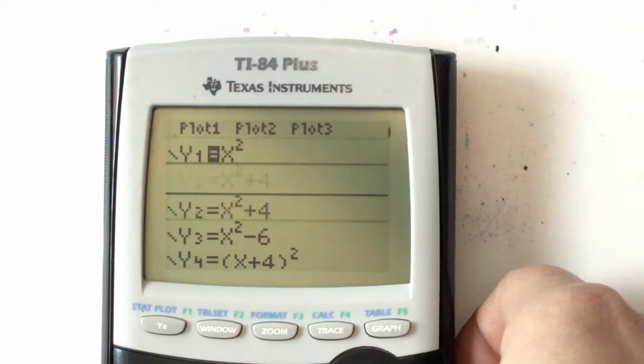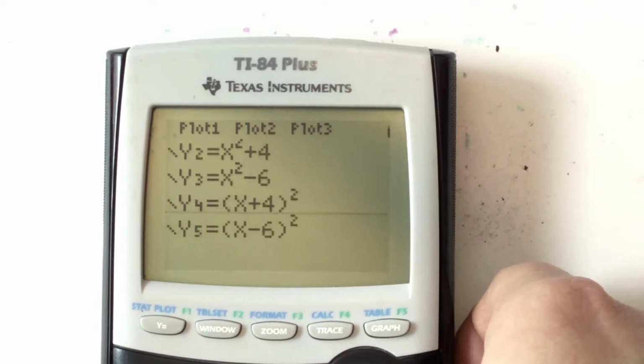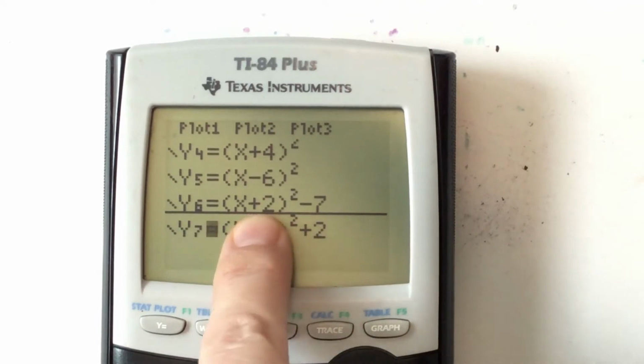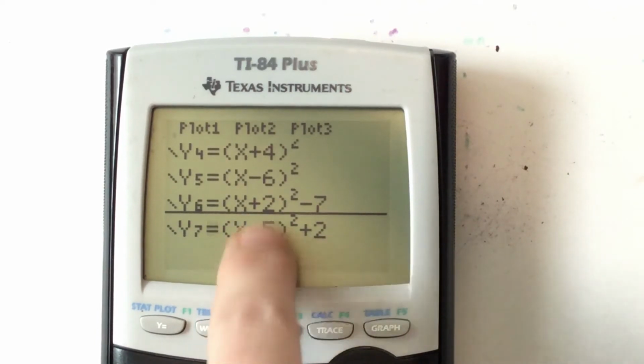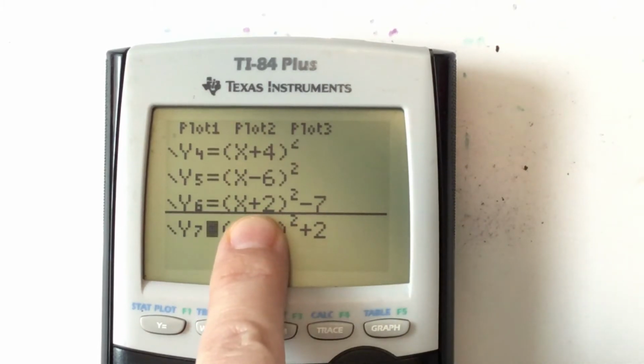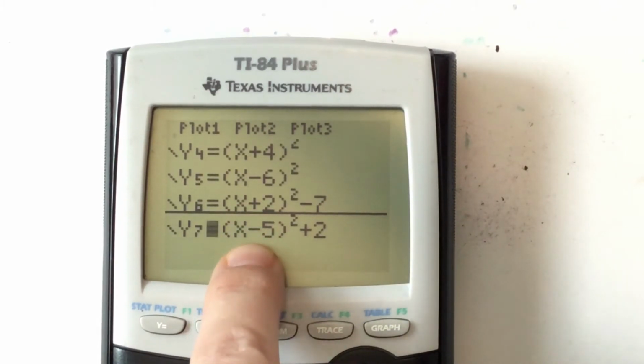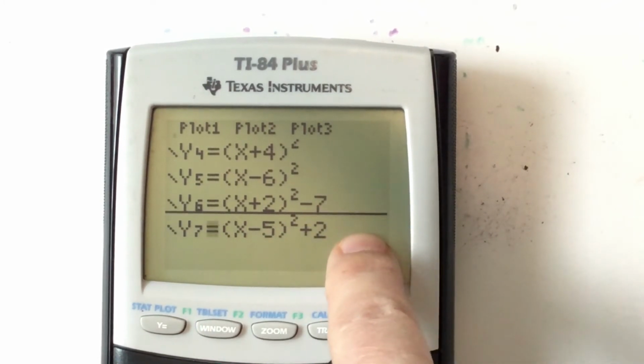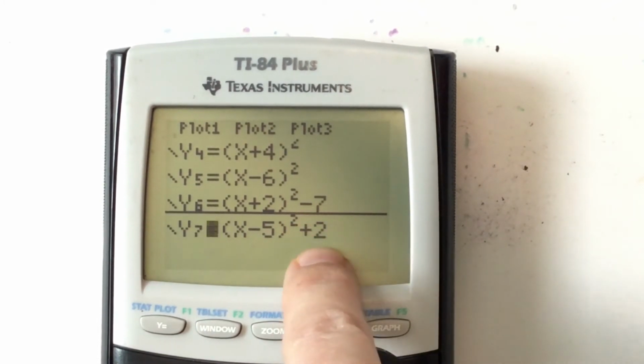Okay, so hopefully you're catching on here. So in the parentheses, it's left or right. Plus is left, minus is right. So parentheses is opposite of your natural thought. So plus in the parentheses is left, minus in the parentheses is right. The number in the back, though, does what you would think. Minus made it go down, plus made it go up.